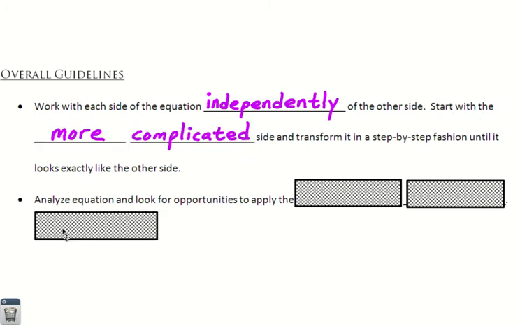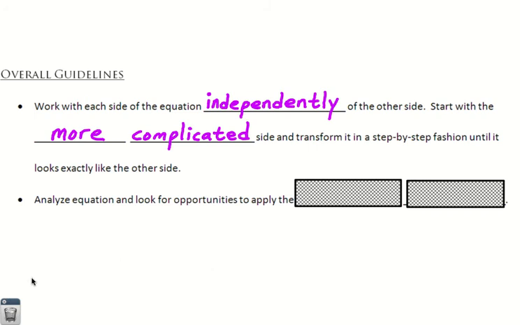Start with the more complicated side. Yeah, that kind of went without saying. You look at whatever side you can work with, because let's be honest, people, there were examples where you really couldn't do anything with the one side, and you could only really work with the side that was more complicated. You just do whatever you can see in a step-by-step fashion until it looks exactly like the other side.